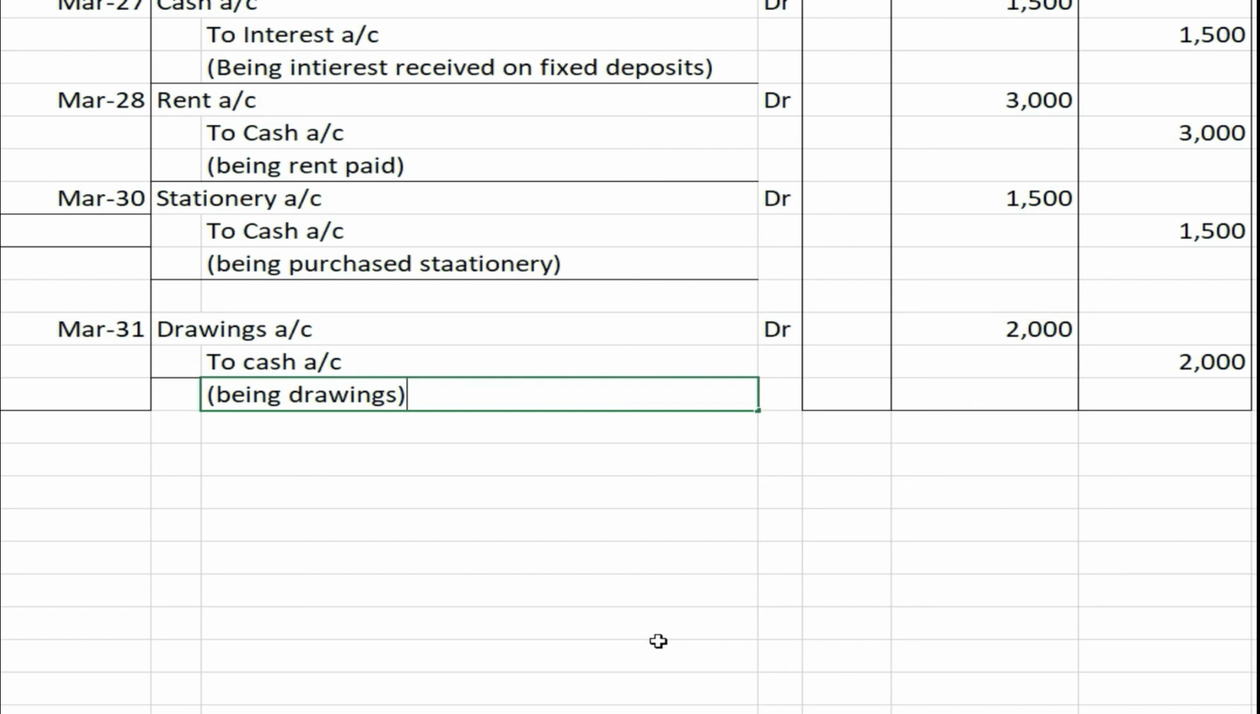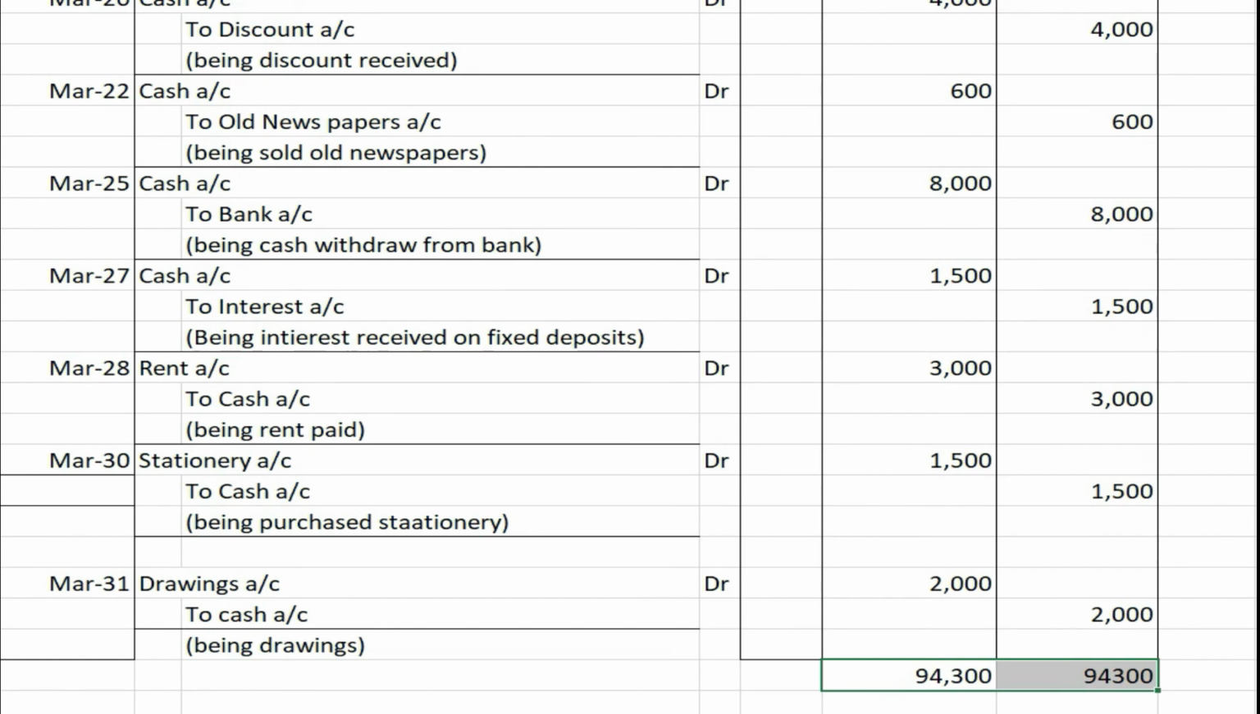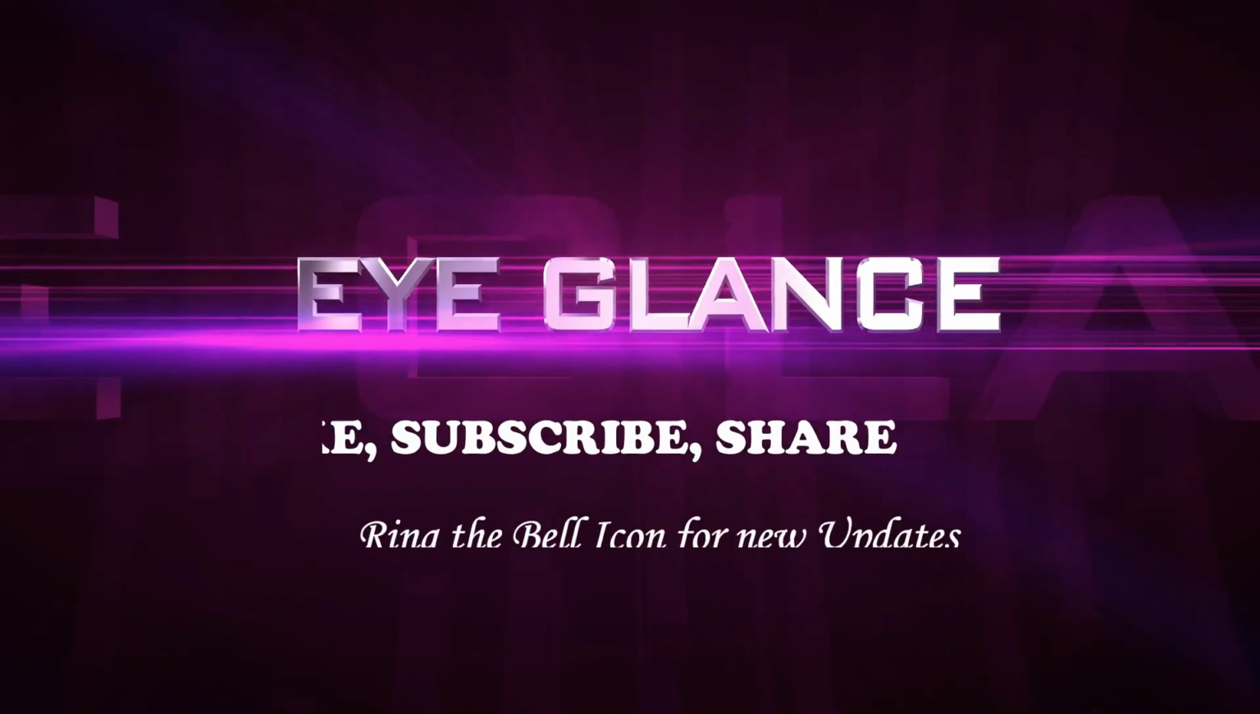Now all transactions are finished. Finally we have to total the debit column and credit column. Both columns should be equal. Now I am going to total the debit and credit columns. I will show the answer. Thank you.